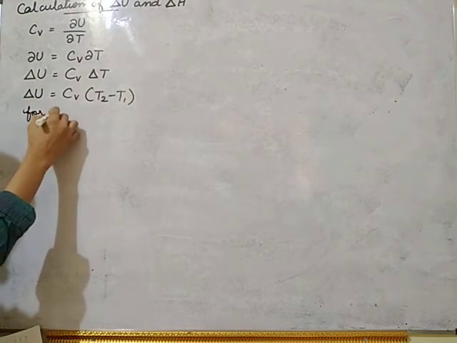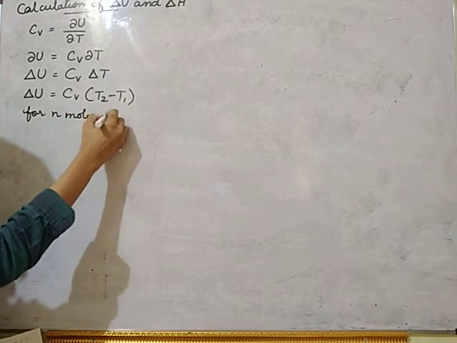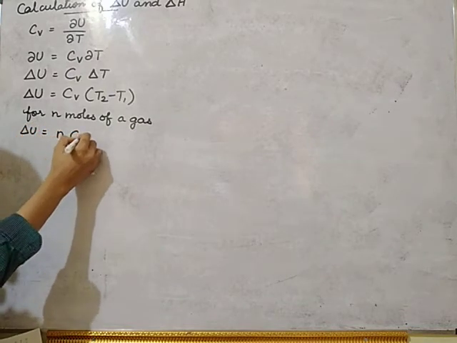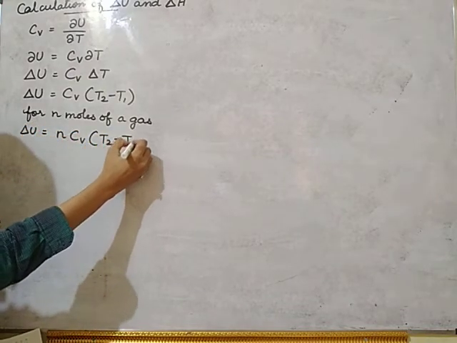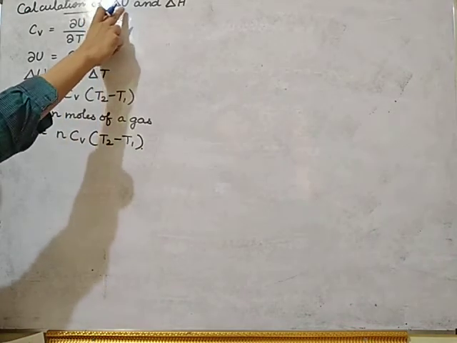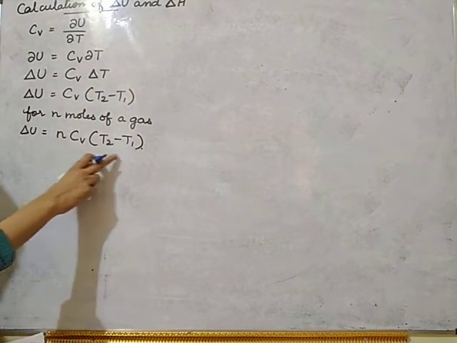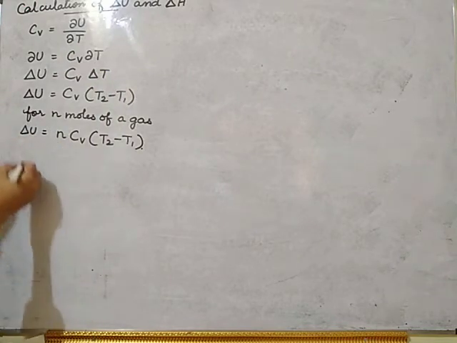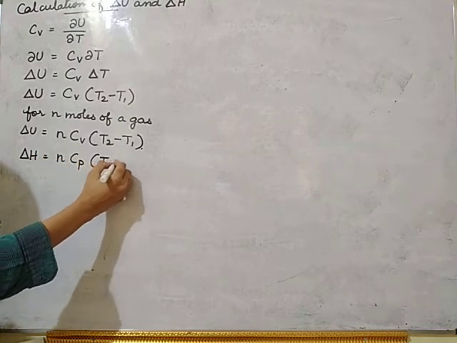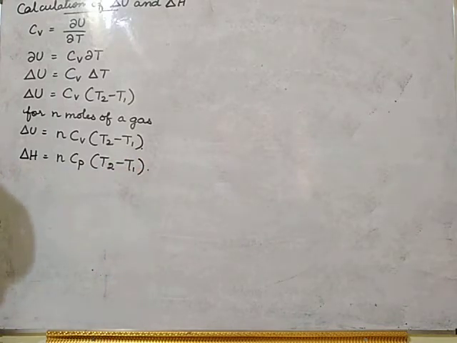For n moles of a gas, I will get delta U is equal to n into CV (T2 minus T1). So this is the formula for calculating delta U for n moles of gas. Similarly, delta H will be n into Cp (T2 minus T1). This will be the delta H formula for n moles of gas.